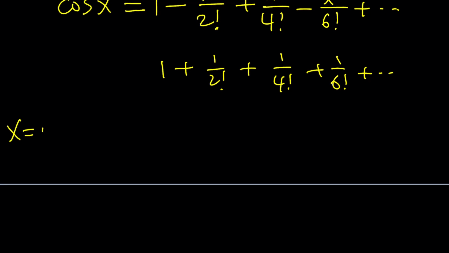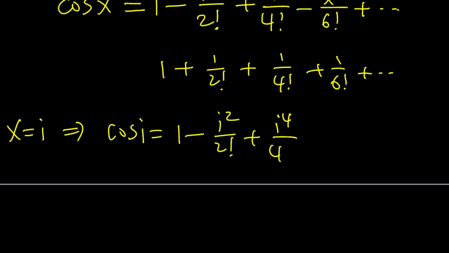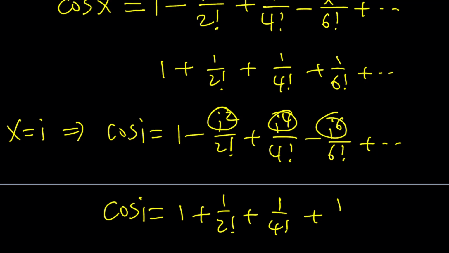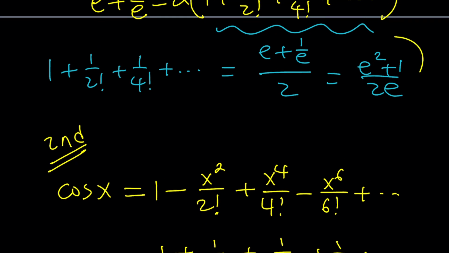So replace x with i, you get cosine of i equals 1 minus i squared divided by 2 factorial plus i to the 4th divided by 4 factorial minus i to the 6th by 6 factorial, and so on and so forth. Notice that i to the 4n is always 1, and if you have a remainder of 2 mod 4, then these are going to turn into negative ones, and cosine i is exactly what we're looking for, right? So wait a minute, did we find something else? This must be cosine i then, right? Yes, cosine i is real.